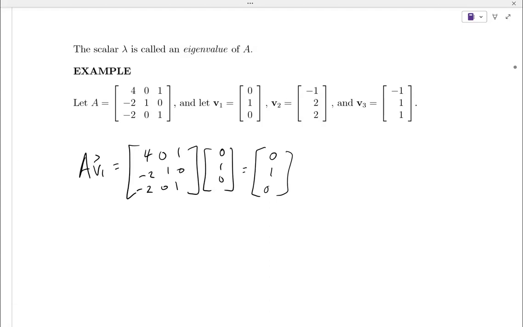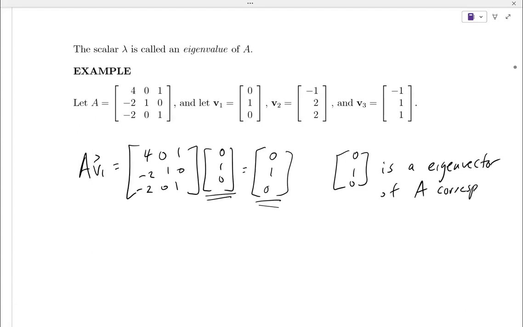So what we're looking for here is, is the output a scalar multiple? Is the answer a scalar multiple of the thing we started with? Yeah. Okay. What's the lambda? 1. Good. So 0, 1, 0 is an eigenvector of A corresponding to lambda equals 1.